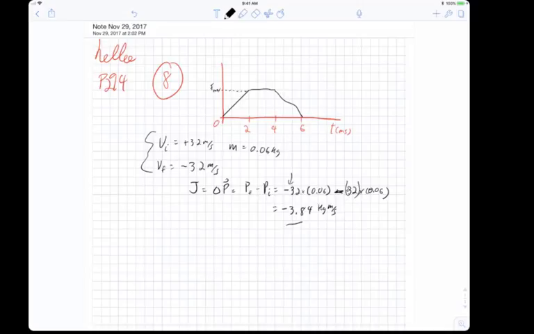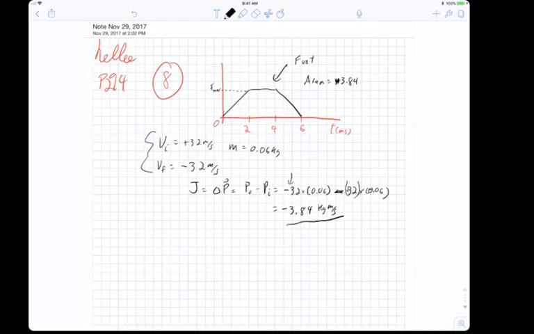The impulse corresponds to something on a force versus time diagram. It corresponds to the area under here. So whatever the maximum height here is, the area under here corresponds to minus 3.84. Don't worry about the sign. Okay, so what's that area?